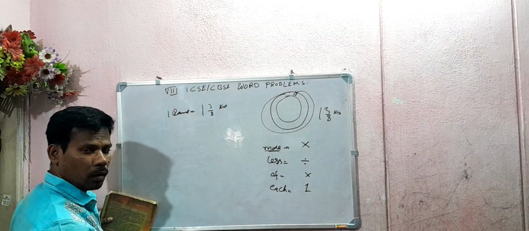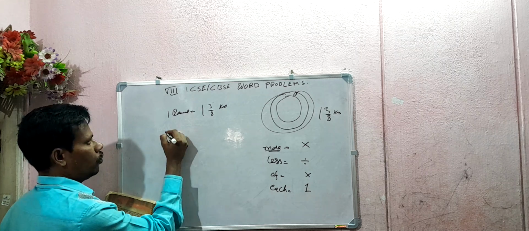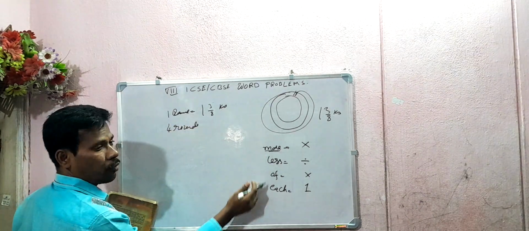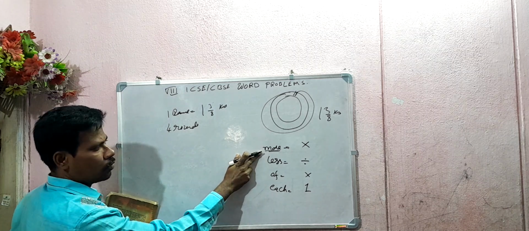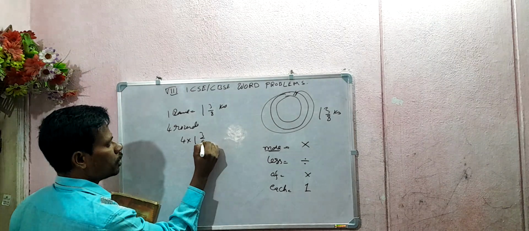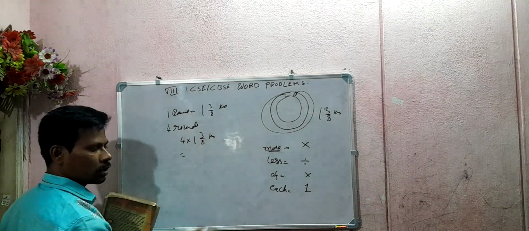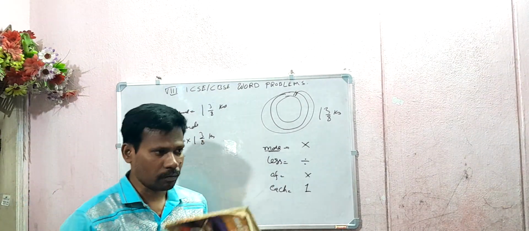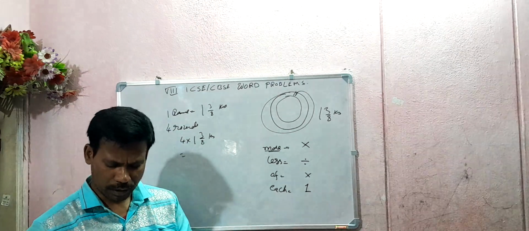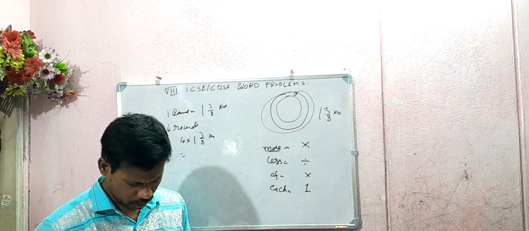So he is asking how many kilometers you will move if you make 4 rounds. One round is 13 by 8 kilometers. You want how many rounds? 4 rounds. Look at this, 4 rounds will be more. So you need to multiply 4 into 13 by 8 kilometers. Simplify this and you get the answer. So that's it. This problem is also finished.